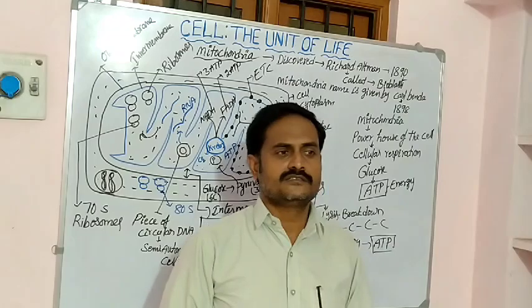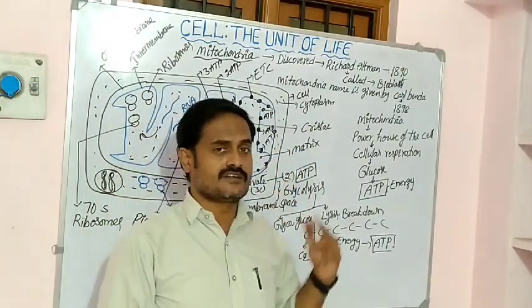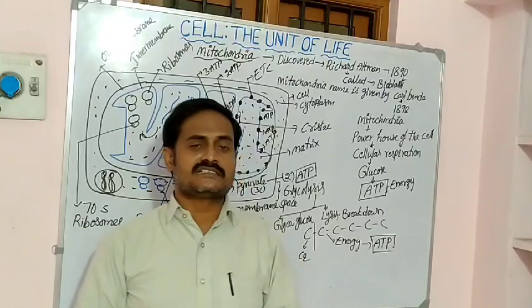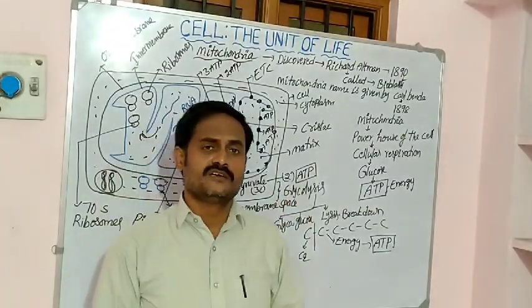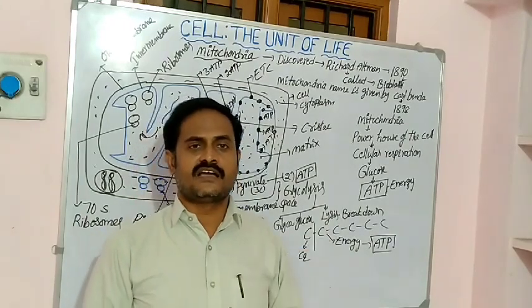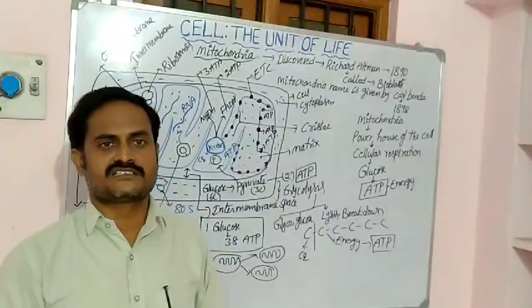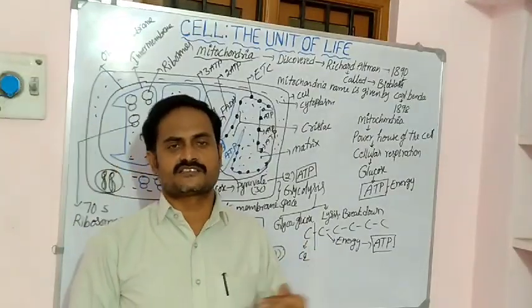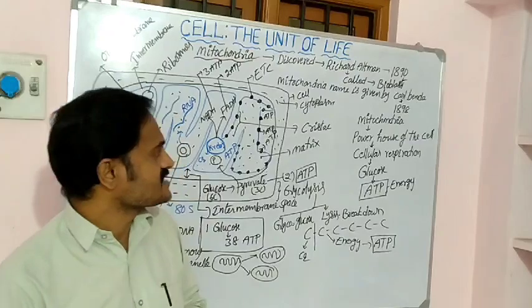Okay students, another semi-autonomous cell organelle, very similar to this one, is also present in the cell, that is called chloroplast. In the next class I will discuss the structures present in the chloroplast and the function of the chloroplast.